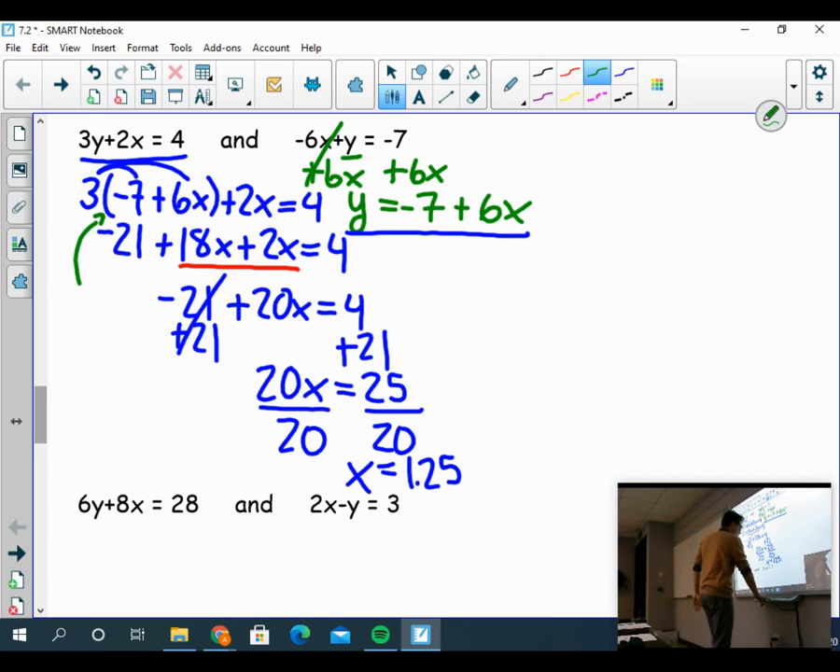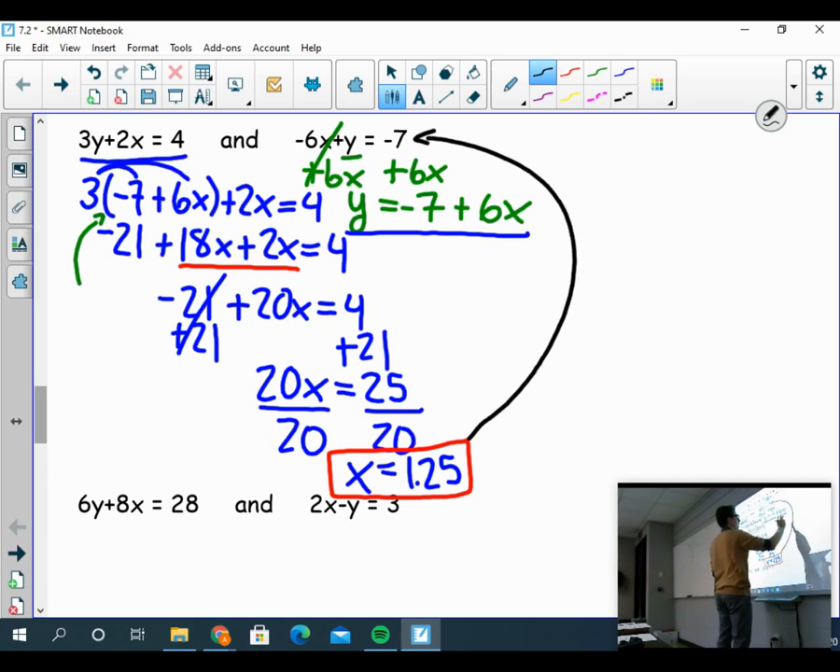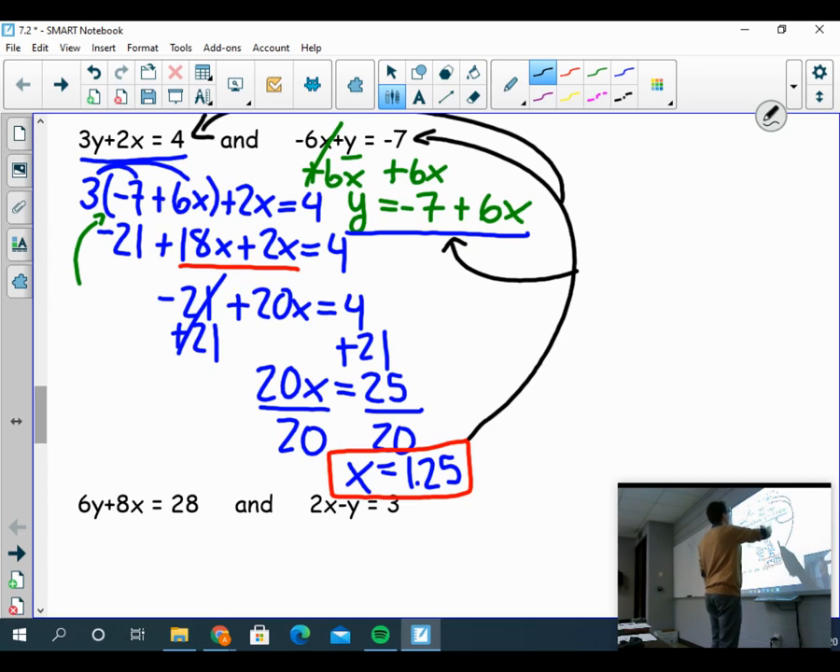I know x equals 1.25, so I'm going to plug it in to one of my equations. Now, actually, there are 3 spots. We have the 2 we've been talking about. I could plug it in here, or I could plug it in here. But we said what's underlined here in blue is an equivalent form of the equation above, -6x plus y equals -7. By moving the 6x to the other side, I get y equals -7 plus 6x.